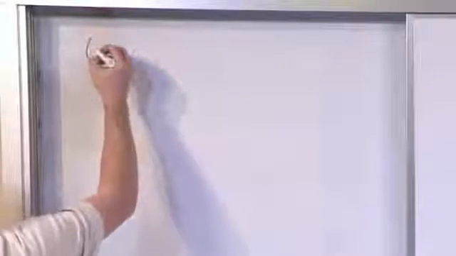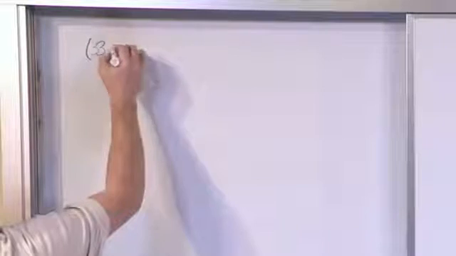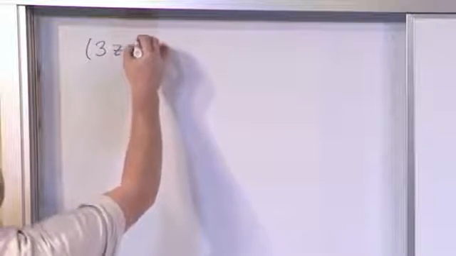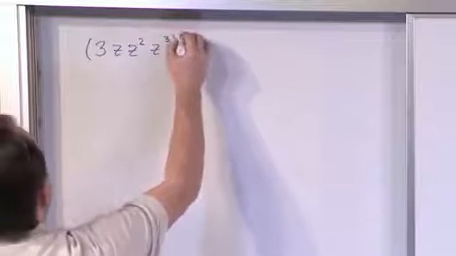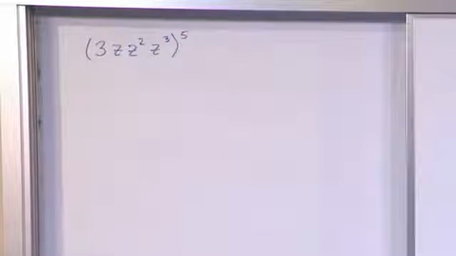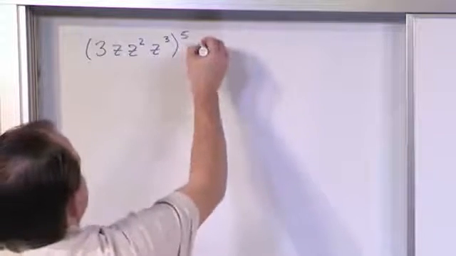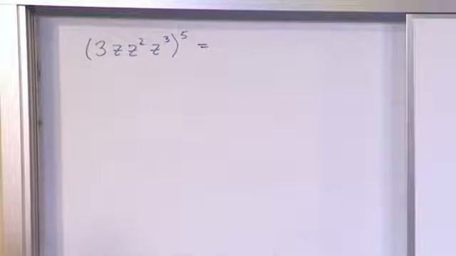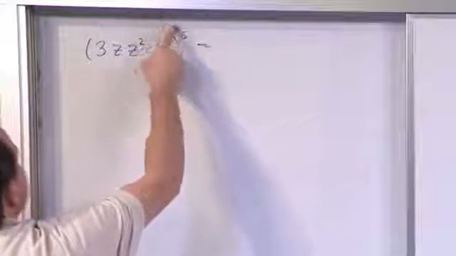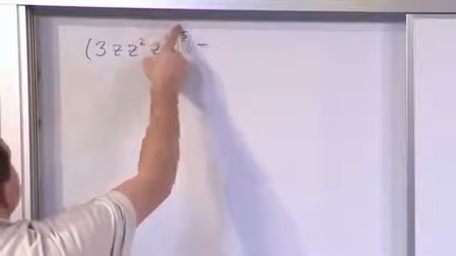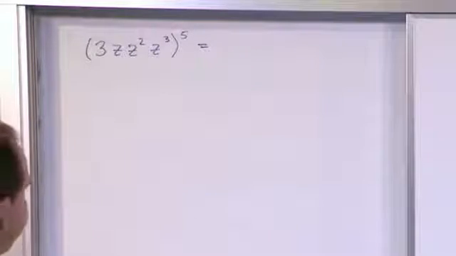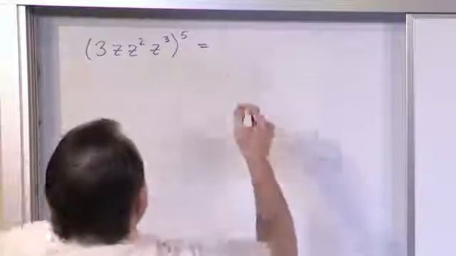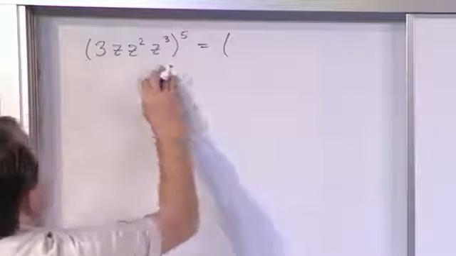All right, let's say we have 3 times z squared times z cubed, all raised to the 5th power. And we want to simplify this. Now, there's a couple ways we could do it. I could distribute this 5 in everywhere. It would have to go to the 3, and then it would have to go to the z squared, and the z cubed. But just to show you different ways to do the problem, I'm going to do it like this. Let's work on the inside first.